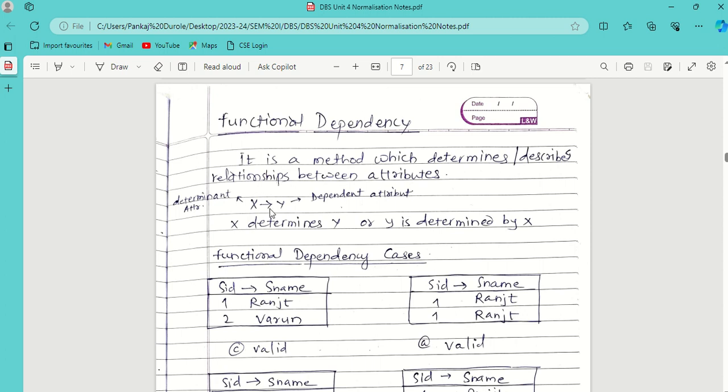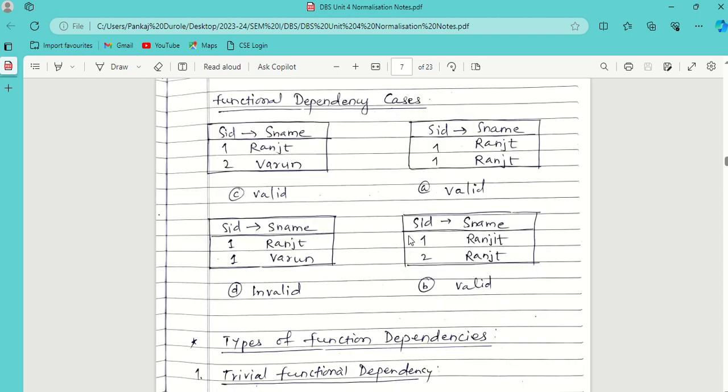So X is determining Y. So Y is the dependent attribute and X is the determinant attribute, or it is also called as Y is determined by X. Now let's take the first scenario.